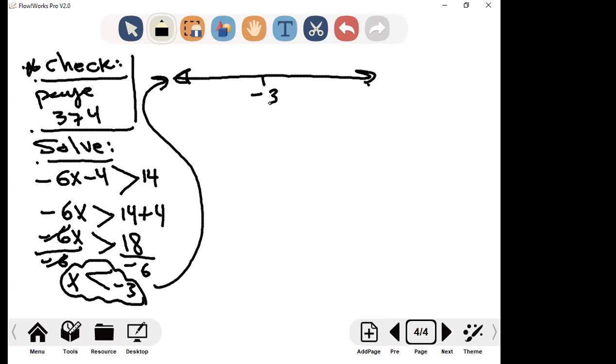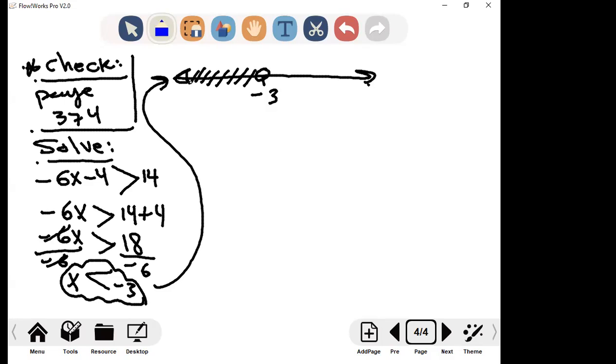This is -3, open circle, x less than -3, so I'm going to the left. Now, to check our answers, remember, we select random numbers from each part, right? So let's check the answers together. We will check it mentally, okay?